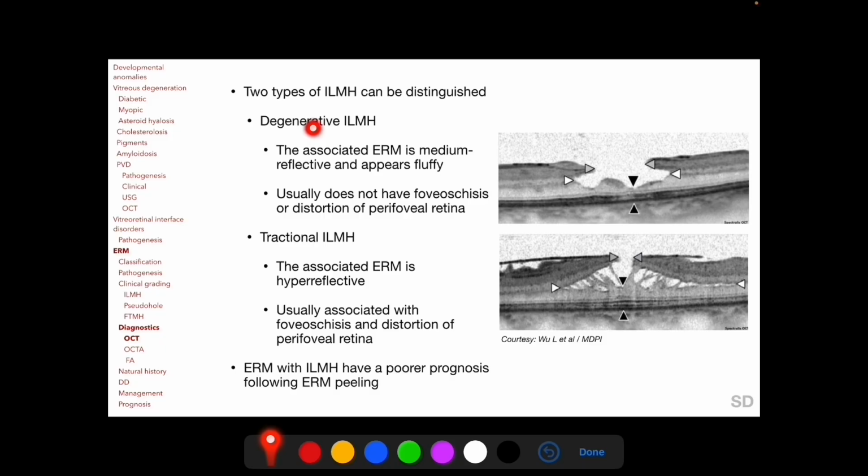A degenerative inner lamellar macular hole, as seen here in this OCT image, in which the associated epiretinal membrane is medium reflective and which usually does not have either foveoschisis or distortion of the perifoveal retina, and a tractional inner lamellar macular hole in which the associated epiretinal membrane is hyperreflective and which usually has foveoschisis and distortion of the perifoveal retina. Eyes with epiretinal membrane with inner lamellar macular hole have a poorer prognosis as compared to eyes with epiretinal membrane only following epiretinal membrane peeling.